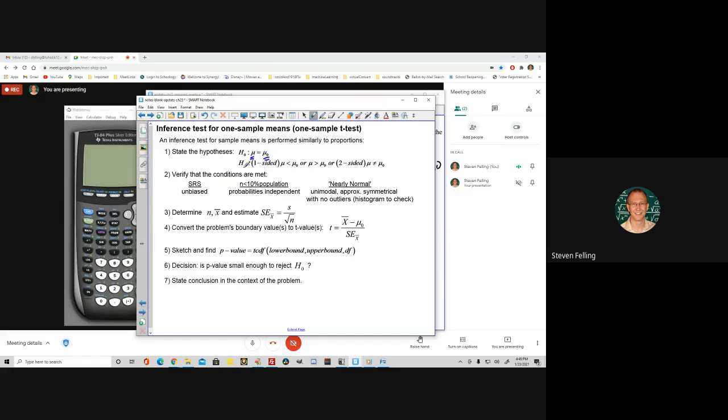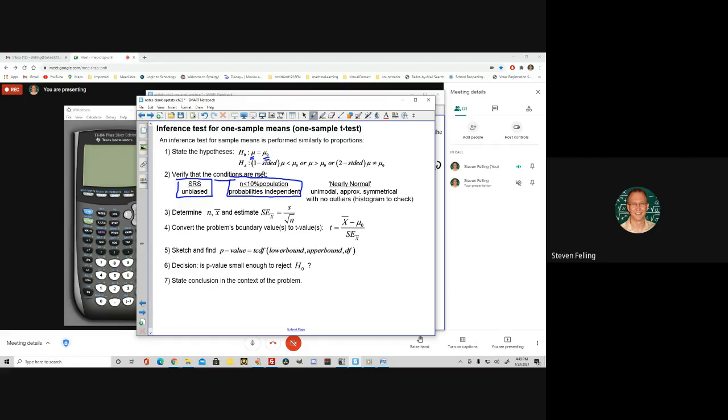And then the alternate one is either less than, greater than, or not equal. We have conditions to be met: the sample must be an SRS, meaning the sample is representative or a random sample. We do in fact have that n is less than 10% of the population. Technically, there is no independence condition for this one, so we don't have to check for independence.